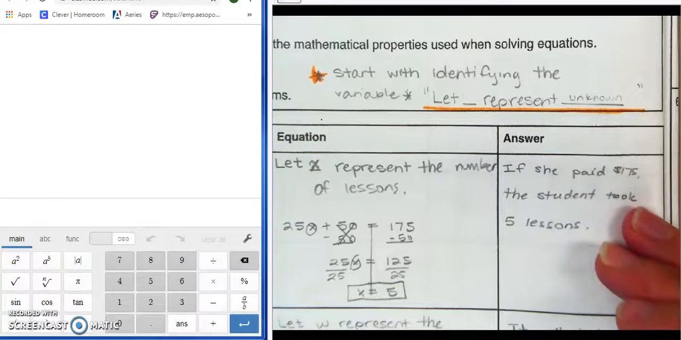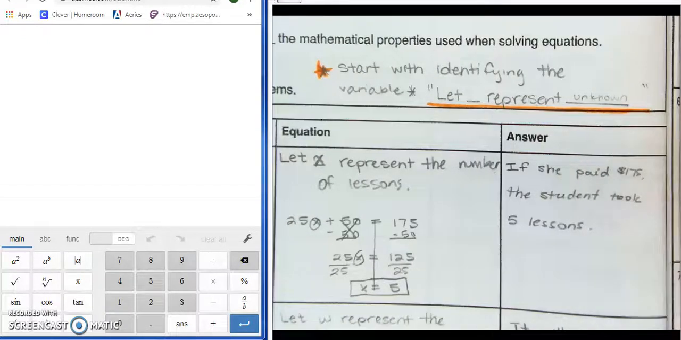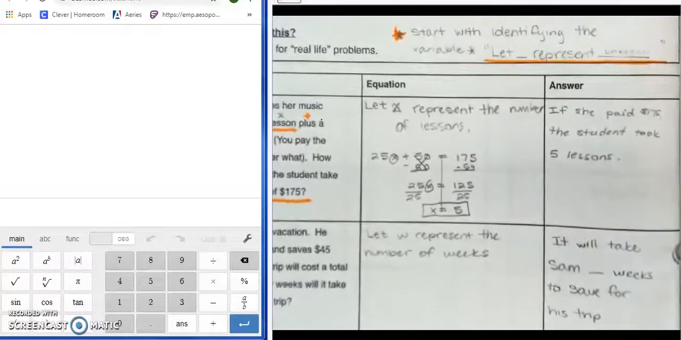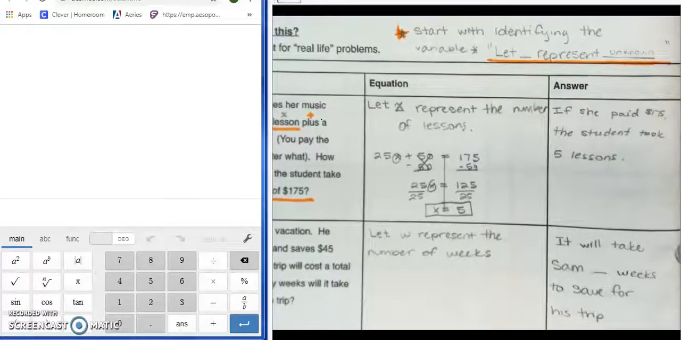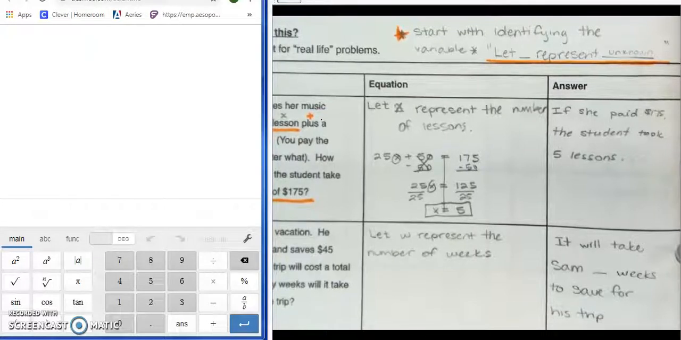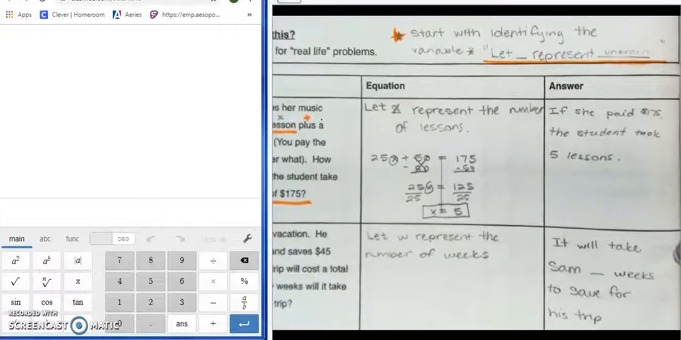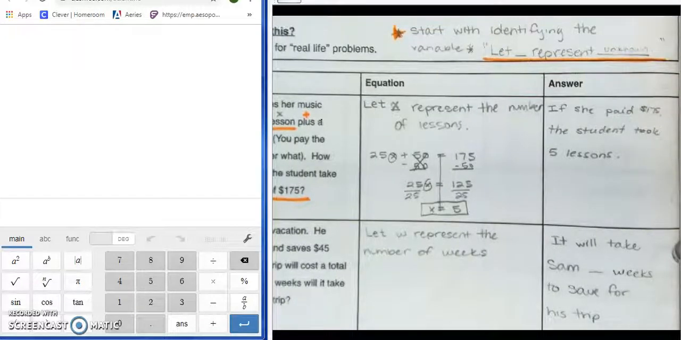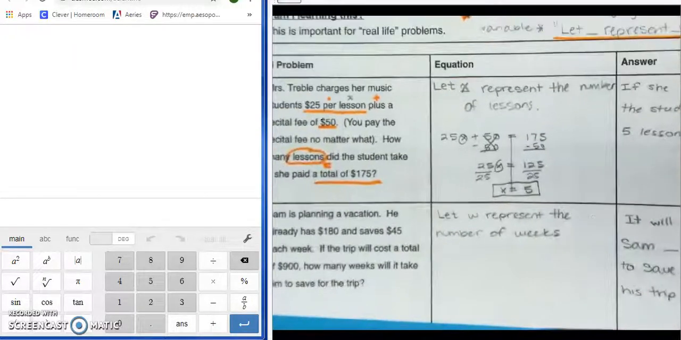All right, so let's go ahead and look at the next one. Now you'll see on the next problem, I already set up the let blank represent blank, and I set up an answer without even doing any math yet. So that's what I want you doing with all of these problems, is setting it up first to have an actual answer. So let's look at number 2.